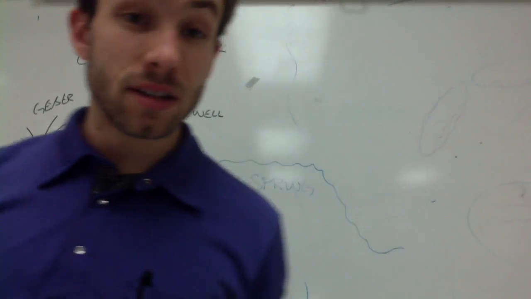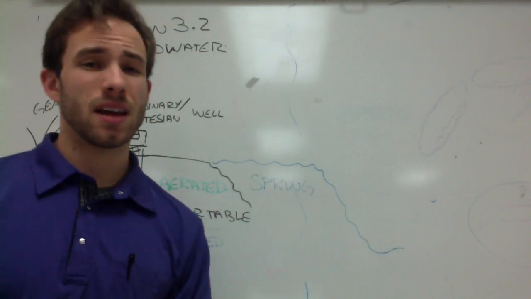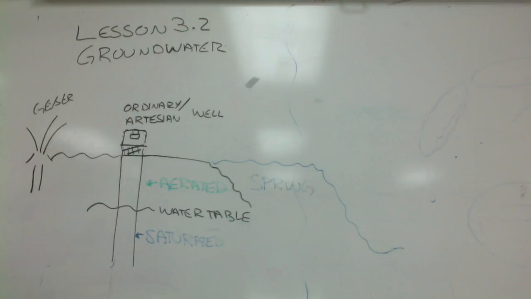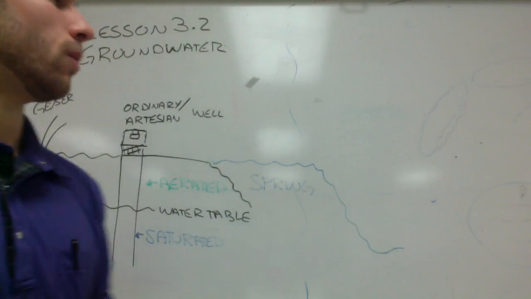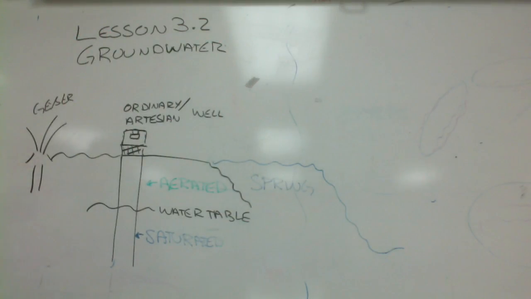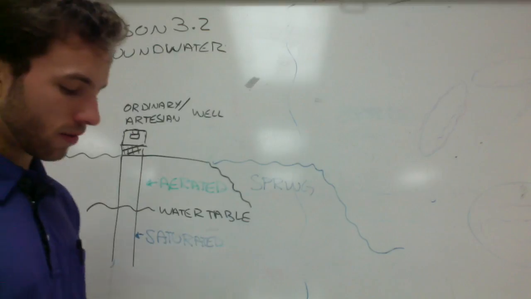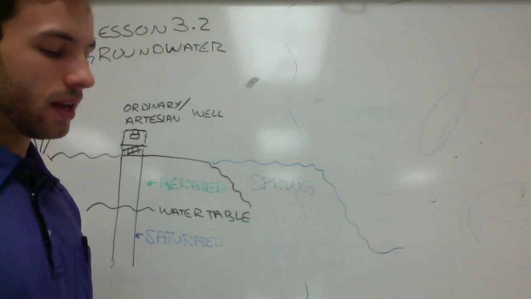So, welcome back. It's actually going to be lesson 3.3 despite what this says, but I'm using the same drawing because I think it'll help us. Lesson 3.3 is all about porosity and permeability. And when we talk about porosity and permeability, we're talking about how much liquid or water flow we're going to have at a given point.